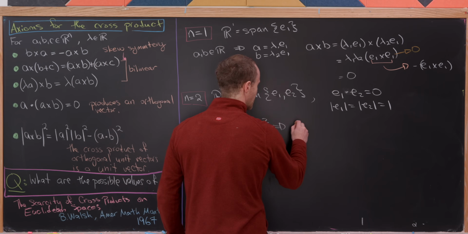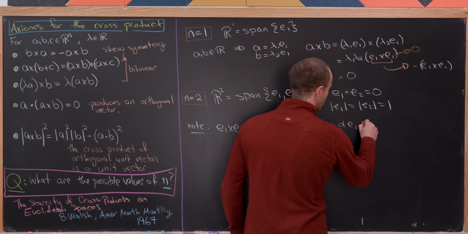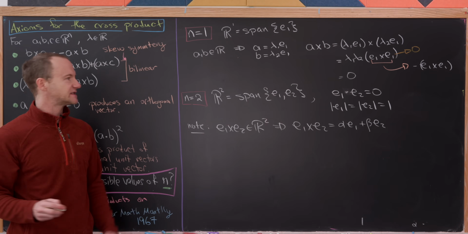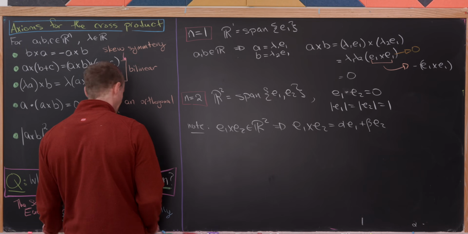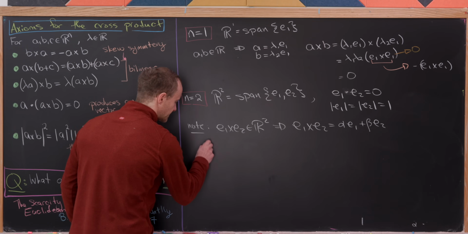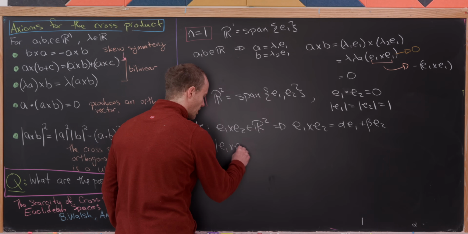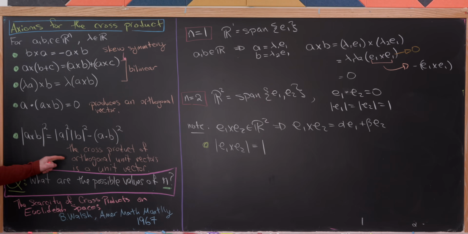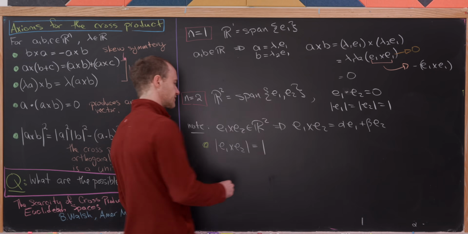means that we can write E1 cross E2 as alpha E1 plus beta E2. Well, because that's a basis for R2. But now we're going to look at two competing facts. So this first fact is the length of E1 cross E2 is 1. So we know that because the cross product of orthogonal unit vectors is a unit vector. But that's exactly what we have here, a cross product of orthogonal unit vectors.